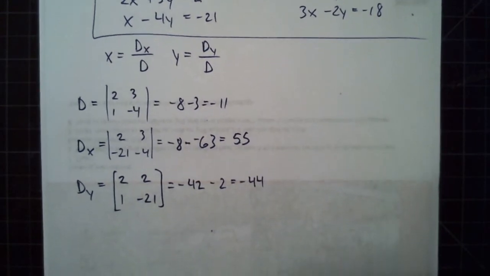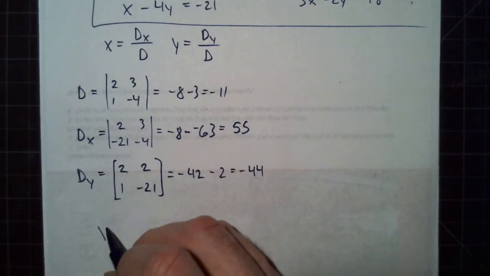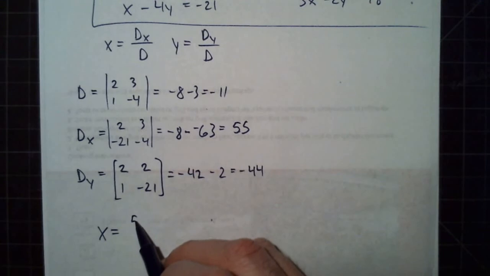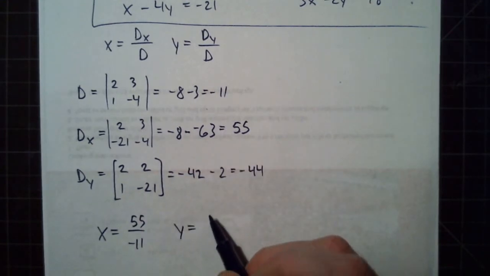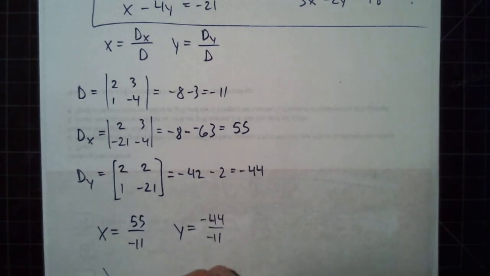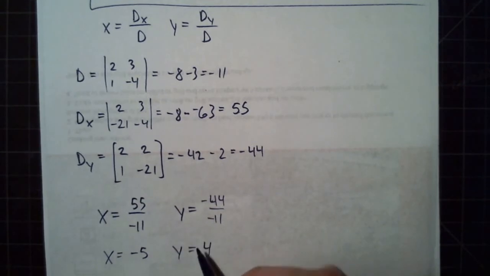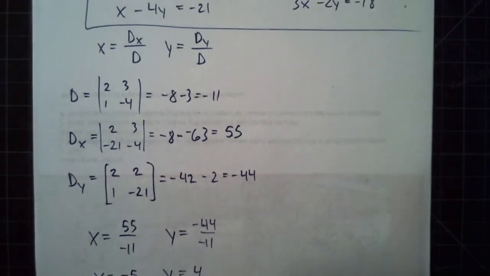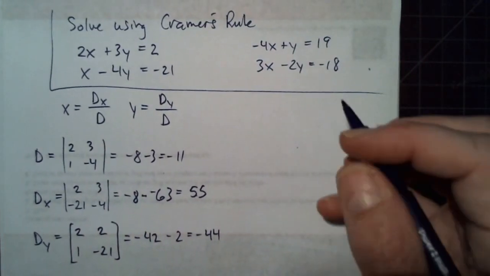These numbers are familiar from what we just saw in the previous problem, and now we can just say that x is 55 over negative 11, y is negative 44 over negative 11, and now we get the same answer as before, negative 5 and 4. Okay, you try that one. Pause the video.